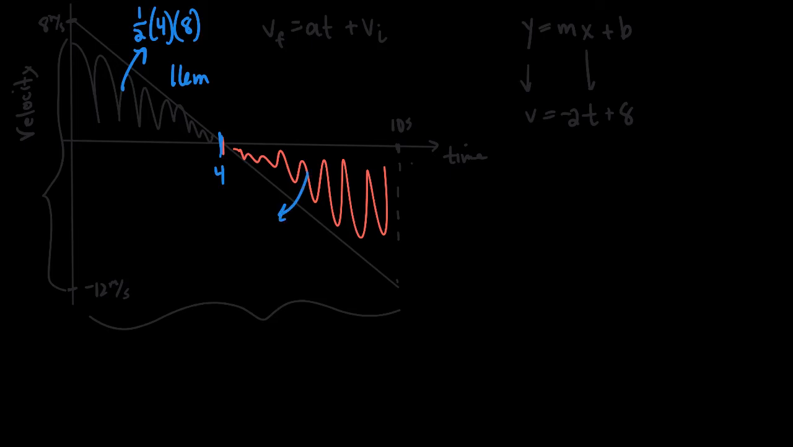Down here, 1/2, 6 times -12. So that's going to be -36 meters. So if I want to know how far it went, 52 meters. 16 of them forward and 36 of them backwards. If I want to know how far away it is from where we started, then it had a displacement of -20 meters. It is -20 meters away from where it started. Does that make sense? Yes.